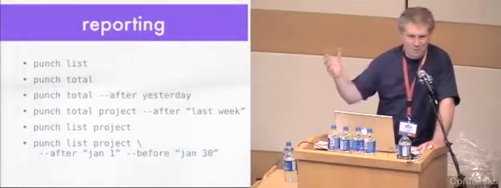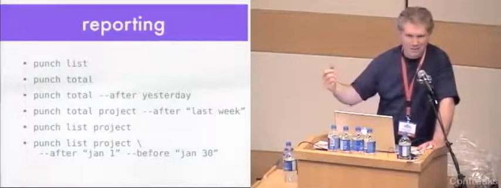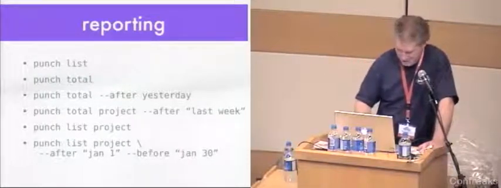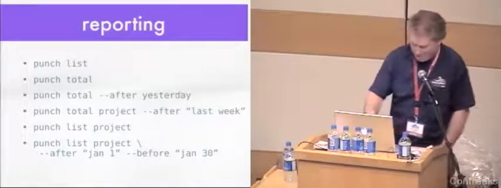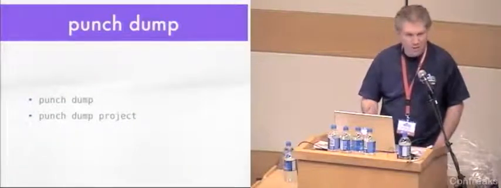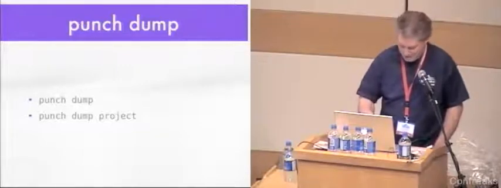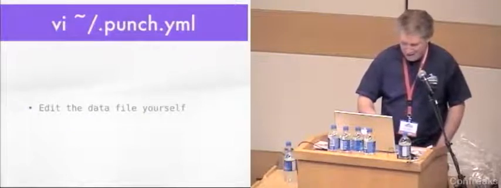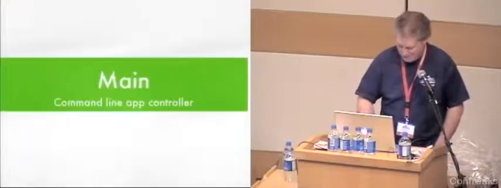All the output in Punch is YAML, so you can pipe this into something else, or you can get it in some Ruby app. You can just run this command into an IO and read it and do whatever you want with it. And you can punch list what you did in January by doing after January 1 and before January 30th. And then you can punch dump or punch dump a project, and that'll give you the raw YAML that this was done as. And then the data is stored in your home directory in .punch.yaml. You can just edit that file and do whatever you want.